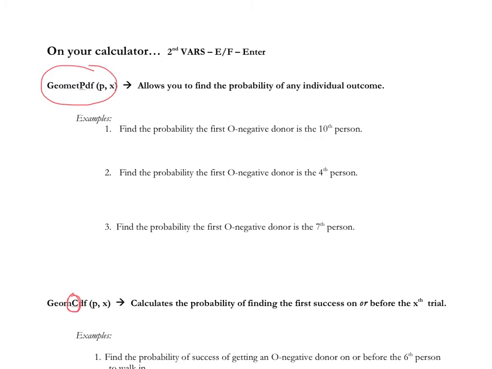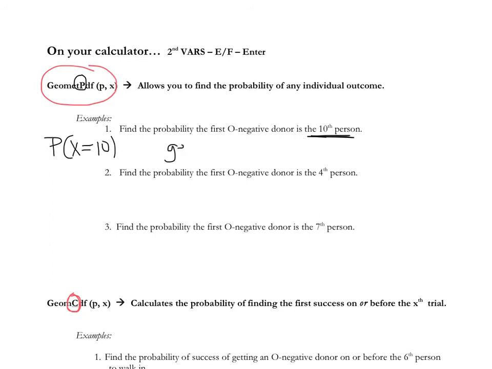Okay, so our first example says find the probability the first O-negative donor is the 10th person. This is a little different than what we did on the front because I want the 10th person. I don't want on or before, I want just the 10th person. That's actually why I have this P here. Okay, so I want one instance. I don't want it to be the first or the second or the third. I want it to be just the 10th. So I want it to be the 10th person.